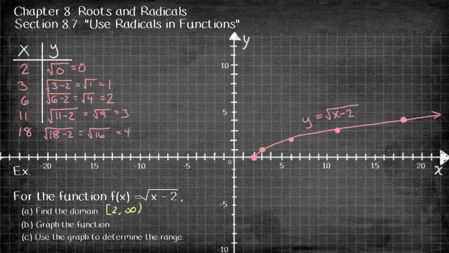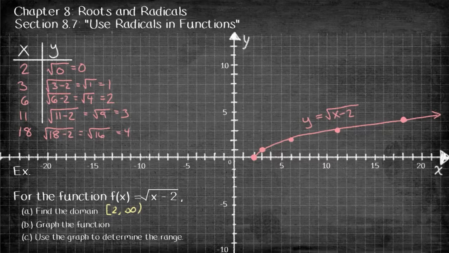Now when I use the graph to determine the range, it's kind of hard to do from so little data, but you can see that this function keeps going up and up and up. If I wanted to get it to a value of 5, I would need to plug in 27, which would give me the square root of 25. And I would need to plug in 38 to get a value of 6, and so on and so forth. But it is going upwards.